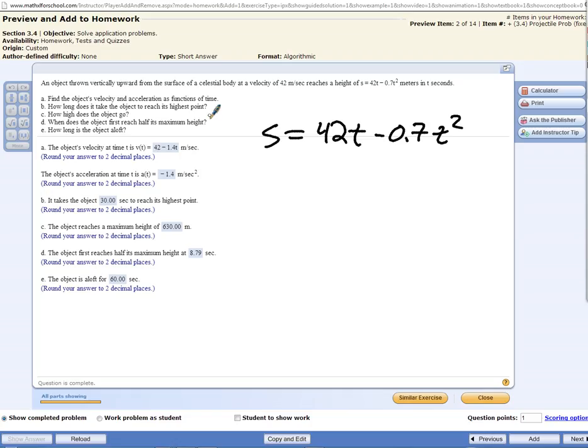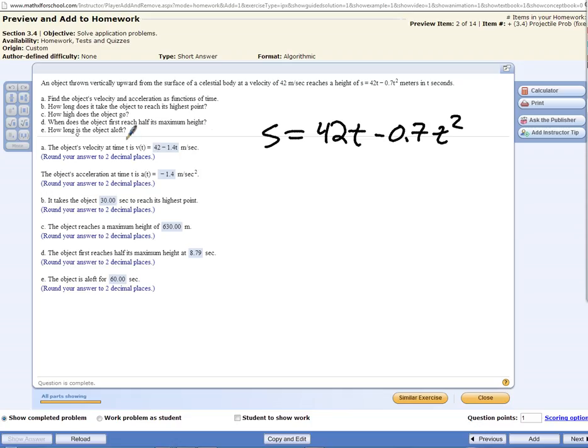Okay, what about how high does the object go? Well, if I know the answer to B, if I know the time it takes to get to the highest point, plug it into the position function to find the height, right? When does the object first reach half of its maximum height? What would I do there? If I know the answer to C, if I know the maximum height, let's say it's 100, then half the maximum height is 50. So I would plug 50 in for S and solve using my graphing calculator, right?